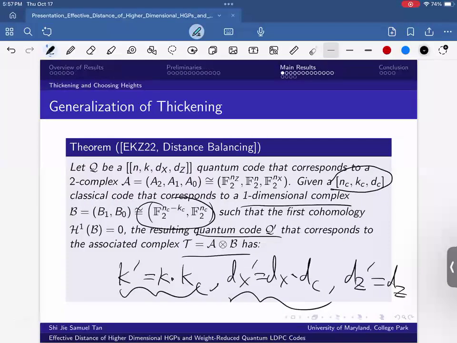But anyways, I just think this is a pretty cool technique, and it gives you some pretty nice parameters. You can distance balance it in one basis. So you can boost the X distance first, and then you can distance balance it in the Z distance, and then you boost the other distance.